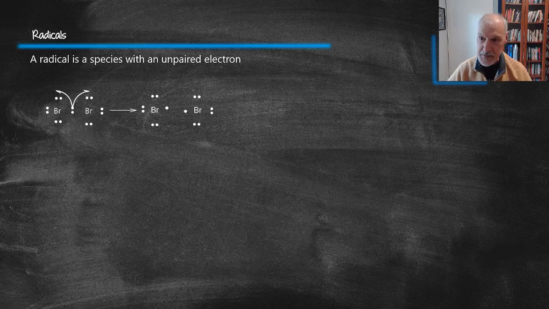One method to create them is to break a bond between two halogens. In that case, when the bond breaks, one electron moves to each of the bromines, creating the bromine radicals that you can see here on the right-hand side.